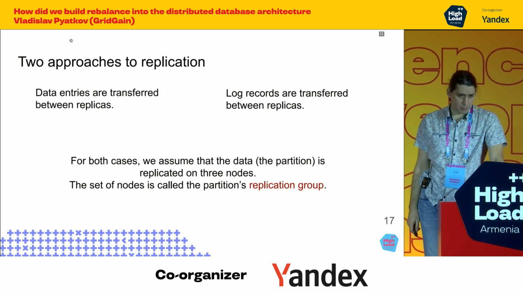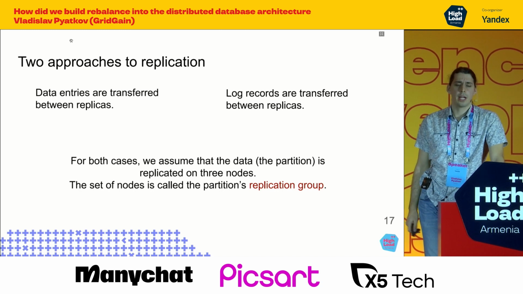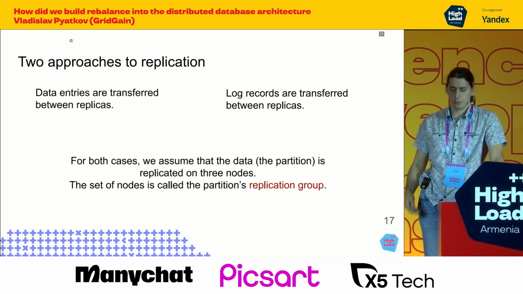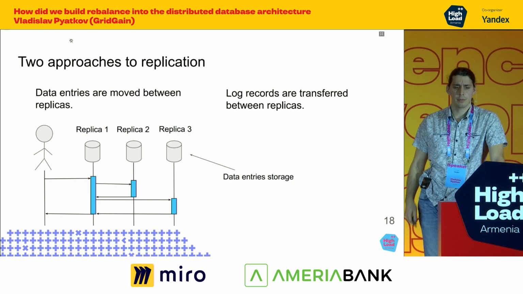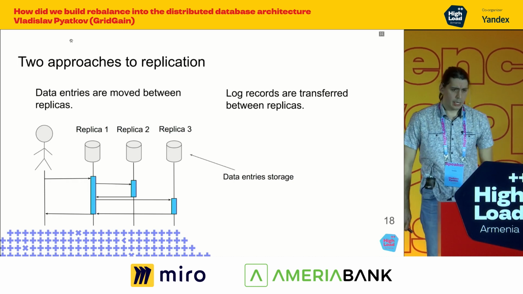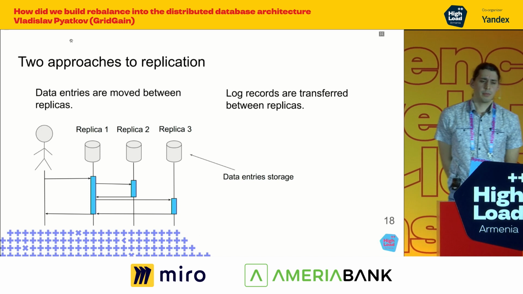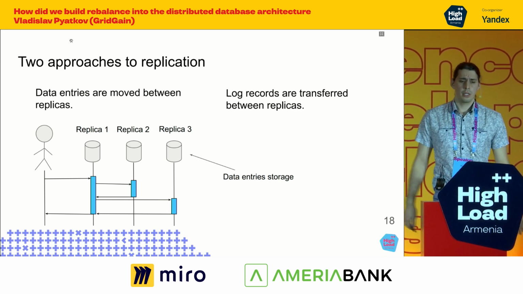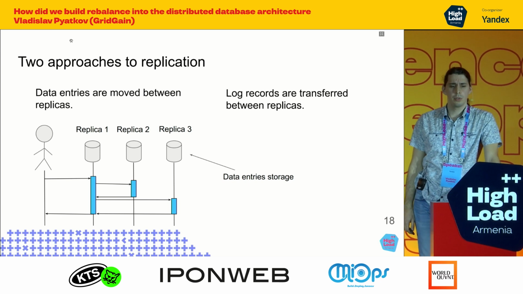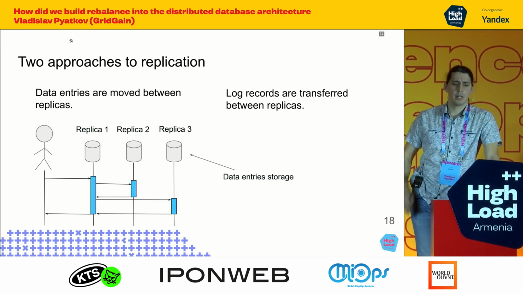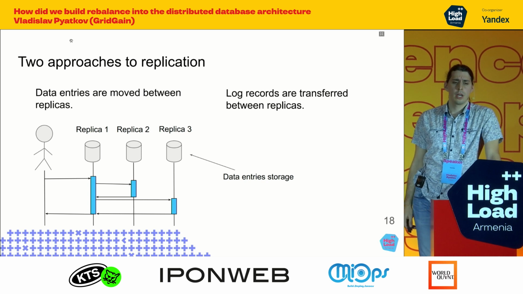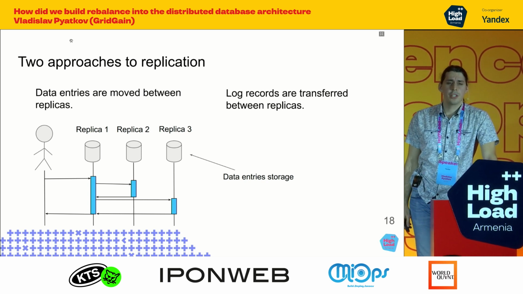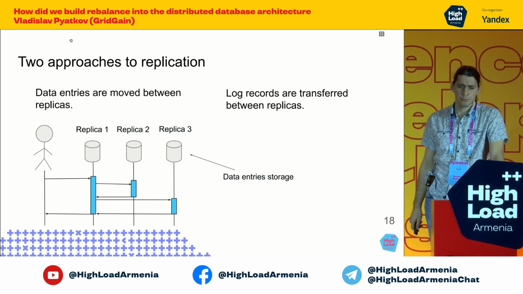I want to describe two approaches to replication. The first approach is based on entry transfer, and the second one is based on log transfer. Here we will assume one partition has 3 replicas. Look at the first approach. Here we have a trigger of replication. The trigger is a user who executes some operation on the distributed system, and when the operation is executed through replica 1, the modification is proposed to replica 2 and replica 3. That is the trigger.